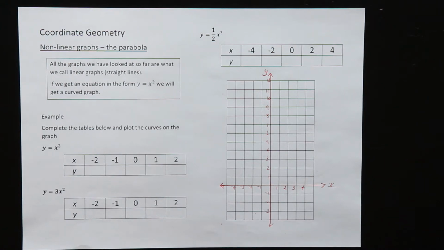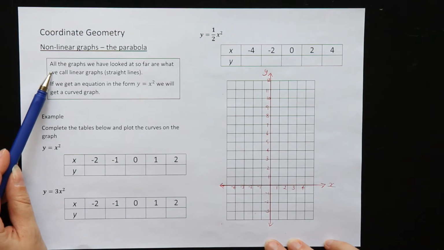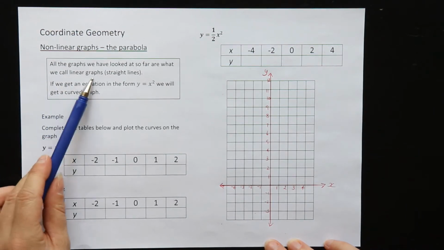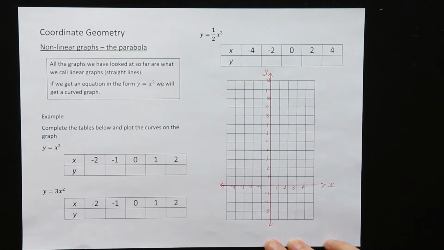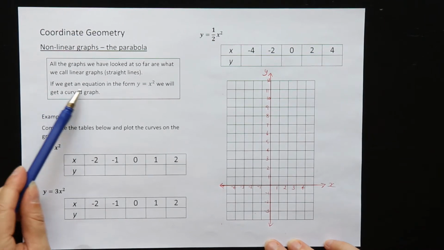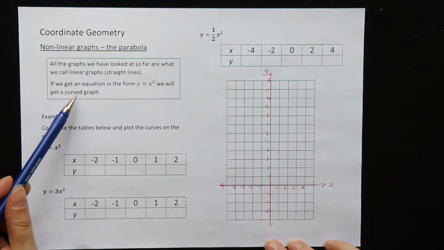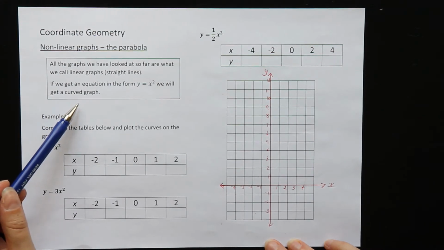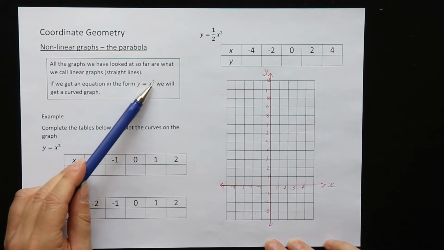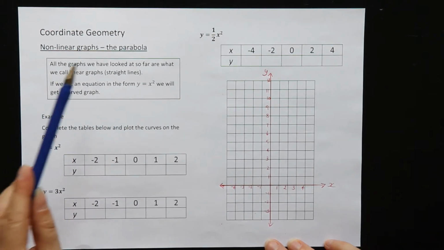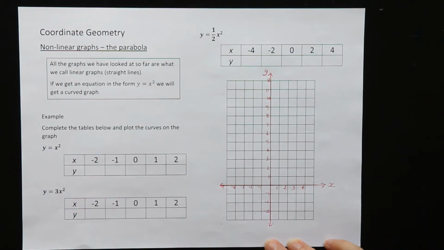Today we're doing coordinate geometry and we're looking at non-linear graphs. More specifically, we're looking at the parabola today. All the graphs that we have looked at so far are what we call linear graphs, which means they're straight lines. But if we get an equation in the form y equals x squared, we get a curved graph known as a parabola. So anything with an x squared, keep an eye out for that, is going to be called a parabola.